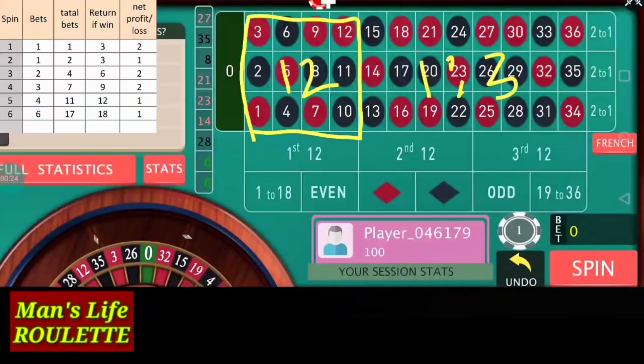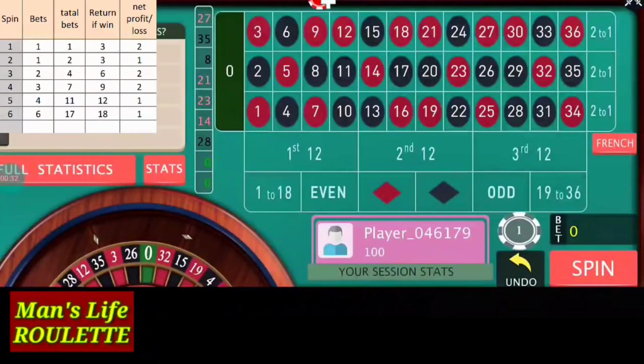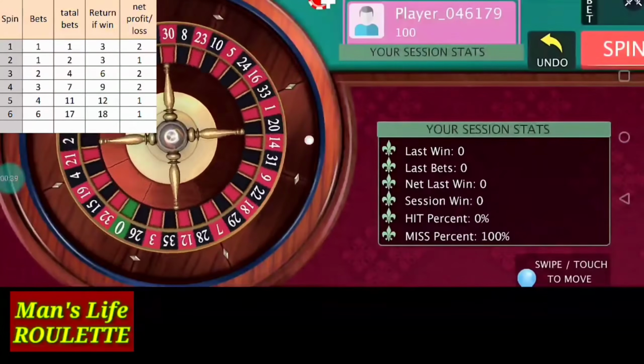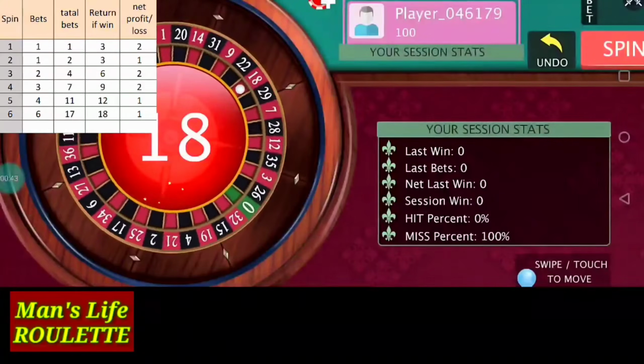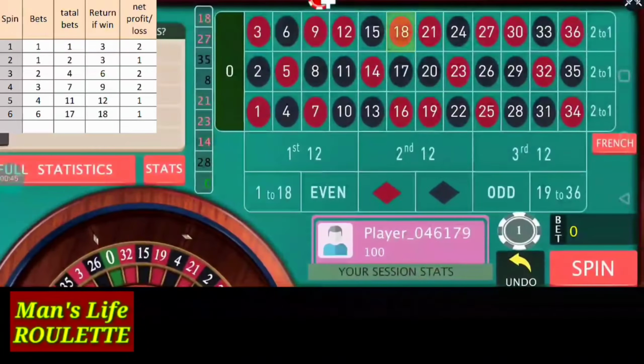For this strategy you need almost $100 as your bankroll if you start the game with $1 basic bets. For this strategy you have to play in 3 cycles. For cycle number 1 you have 6 spins. So in cycle number 1, the first spin, second spin, third spin, fourth, fifth and sixth spin. In this way you have to play.